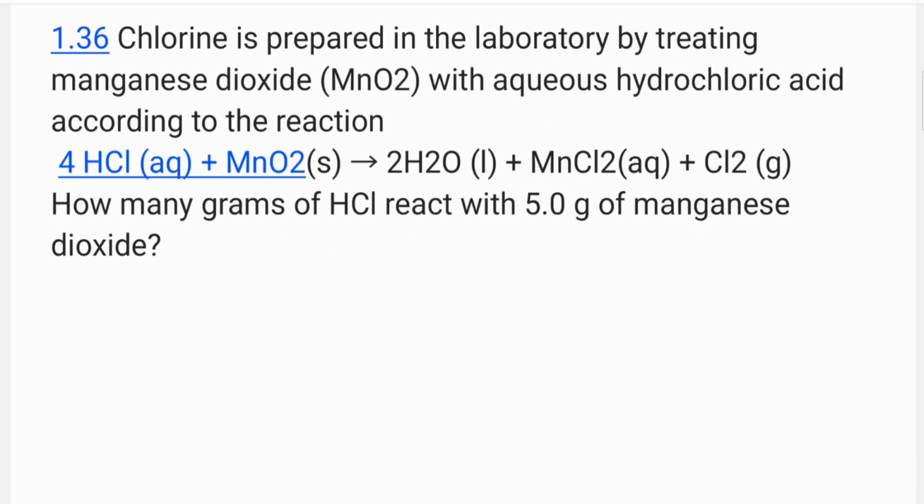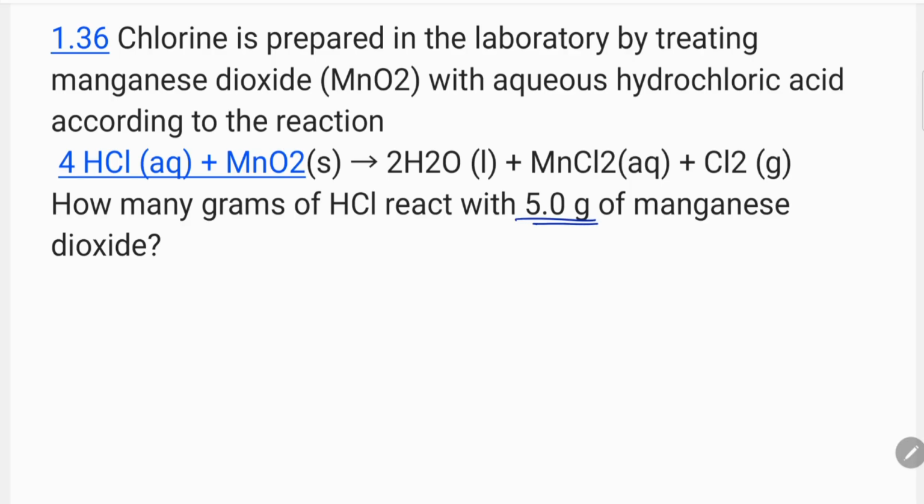Alright, our next question is the last question also for the exercise, so let's do it. Chlorine is prepared in laboratory by treating manganese dioxide, MnO2, it is manganese 4 oxide, with aqueous hydrochloric acid according to the reaction. 4HCl reacts with 1 mole of manganese oxide, gives 2 water plus manganese dichloride and Cl2. How many grams of HCl reacts with 5 gram of manganese dioxide? So this is very easy.